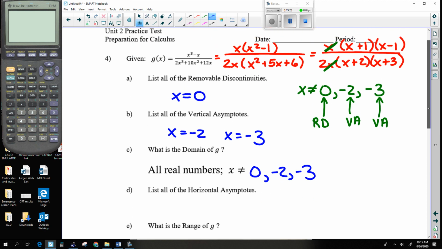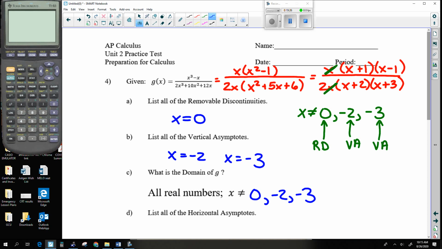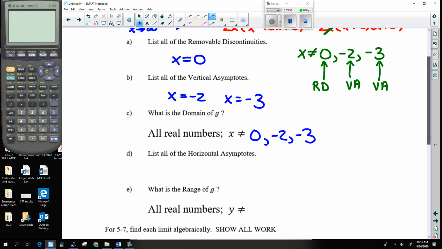Next, they're asking for a list of all the horizontal asymptotes. A horizontal asymptote is determined by taking the limit as x goes to infinity or negative infinity. When you take it to infinity, you get to ignore all of the small exponents, so you only keep the largest, and then you simplify. And so I am left with, in essence, a 1 over a 2.